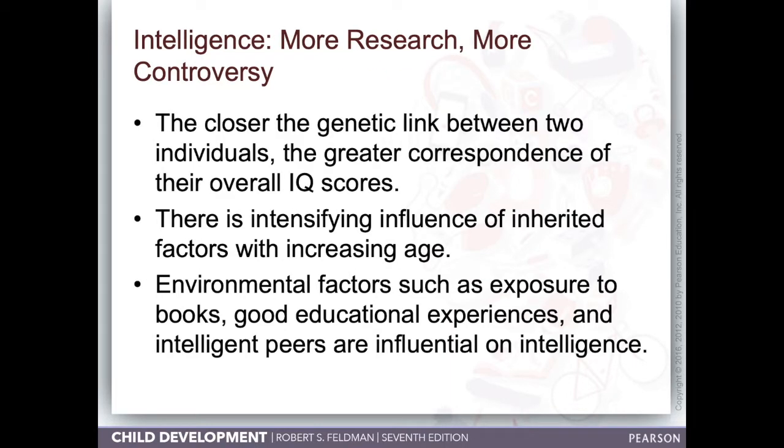Intelligence, more research, more controversy. The more we learn about the role genetics plays in passing down intelligence, the more controversial it becomes. The closer the genetic link between two individuals, the greater the correspondence of their overall IQ scores. There is intensifying influence of inherited factors with increasing age, and environmental factors such as exposure to books, good educational experiences, and intelligent peers are influential on intelligence.